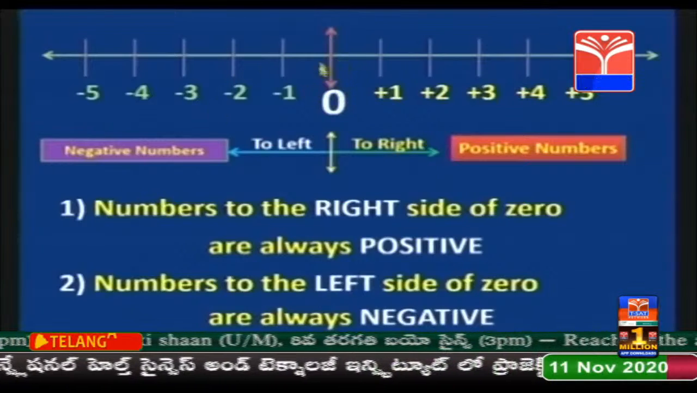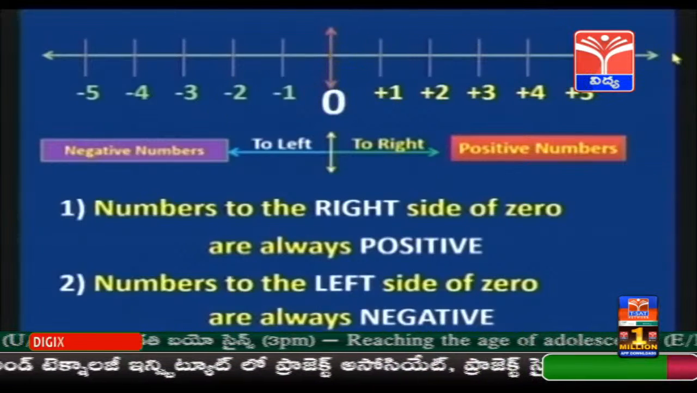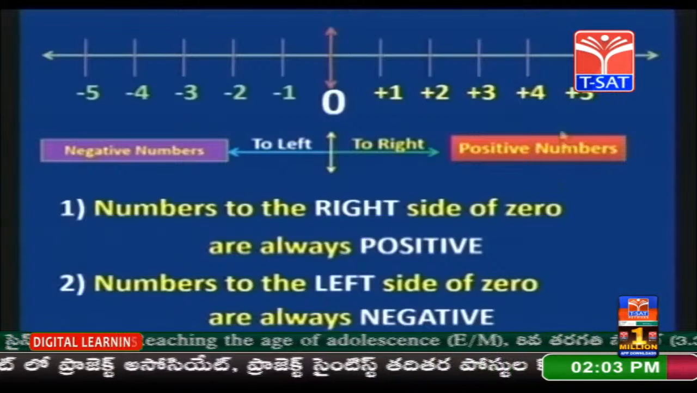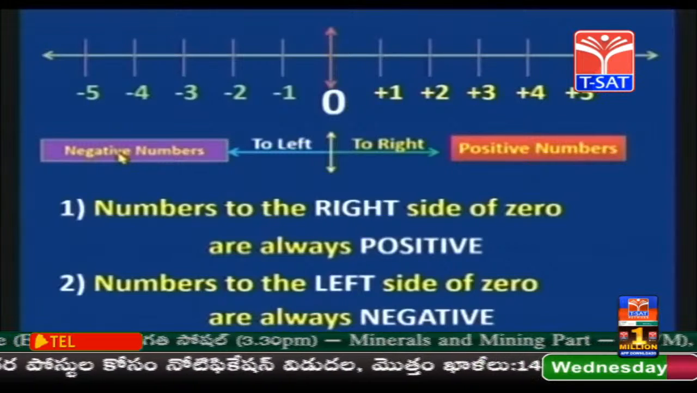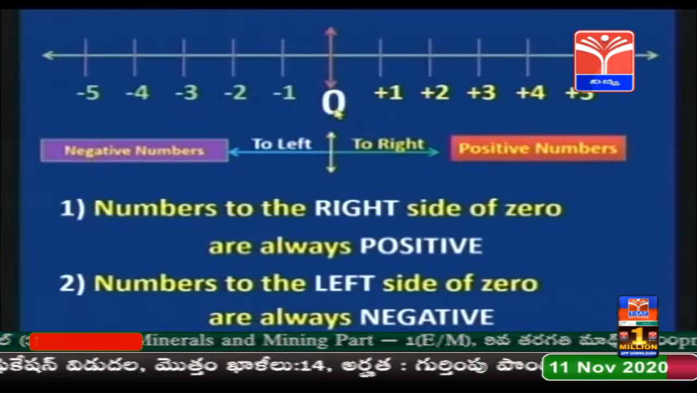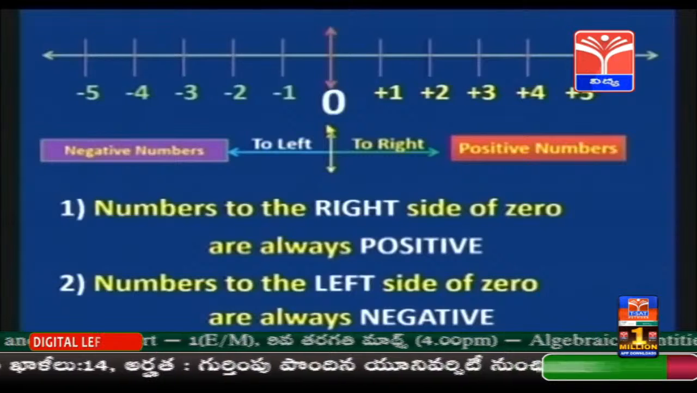This is 0 on the number line. To the right side of 0, we will always have positive numbers. To the left side of 0, we will always have negative numbers. 0 is neither negative nor positive.